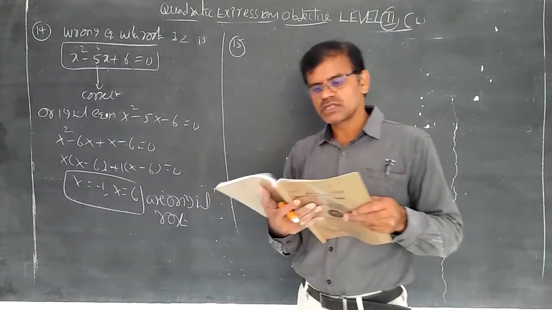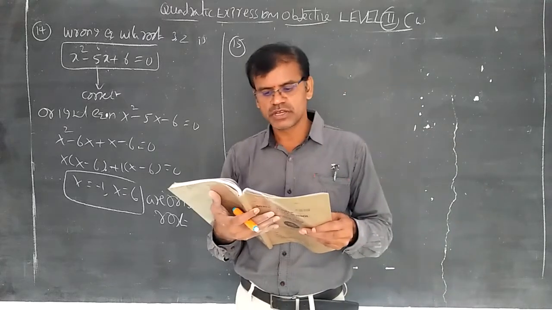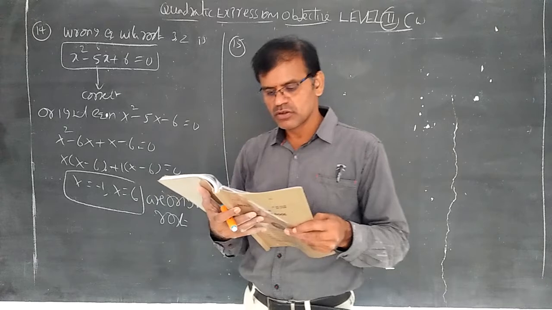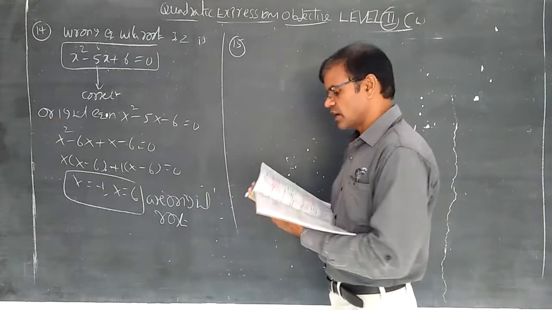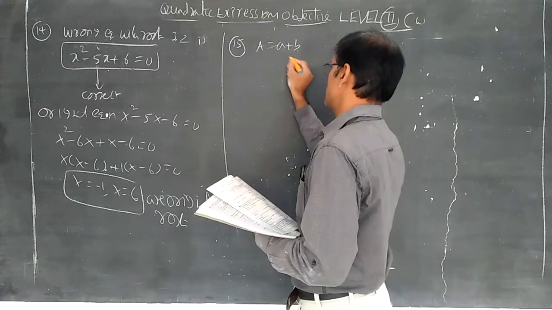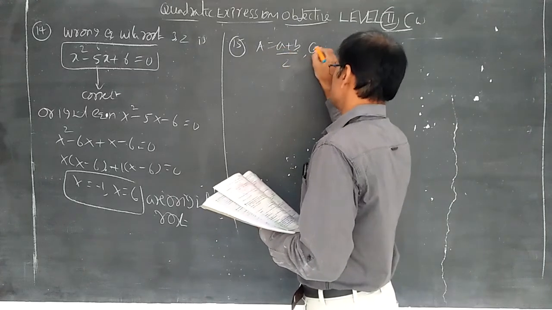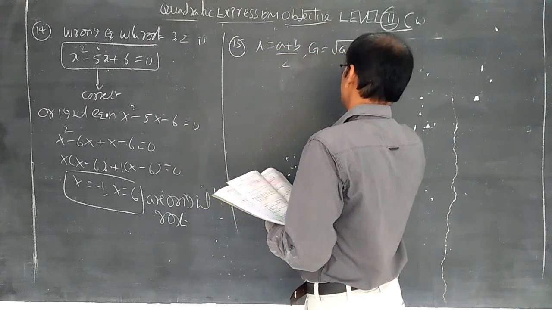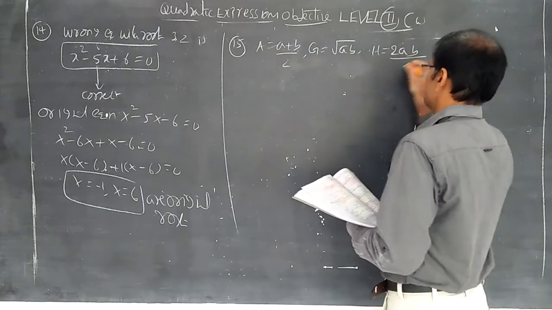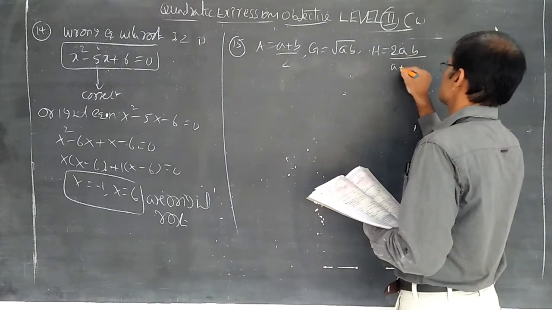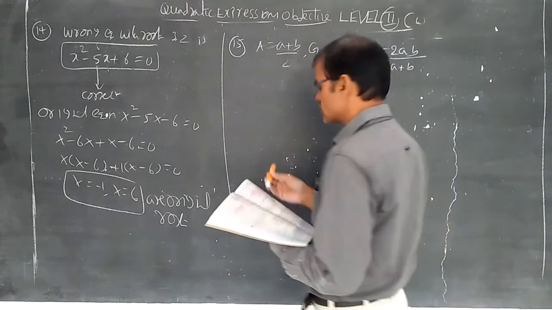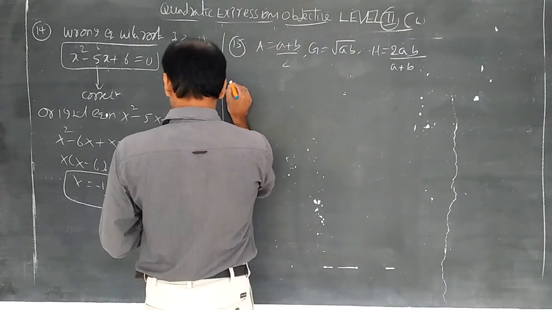Next. Let us discuss the 15th question. Let A, G, H be the AM, GM, HM of two positive numbers a, b. The quadratic equation whose roots are A and H. A is equal to, students, a plus b by 2. G is equal to root ab. For the two numbers a, b, H is equal to 2ab by a plus b. He is asking whose roots are A and H.